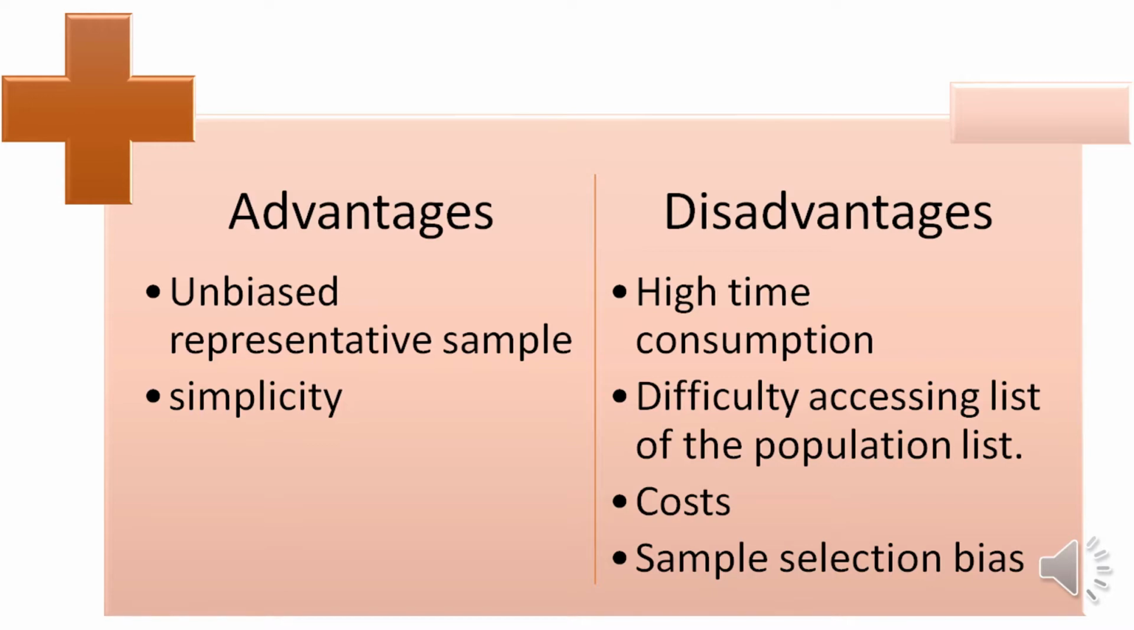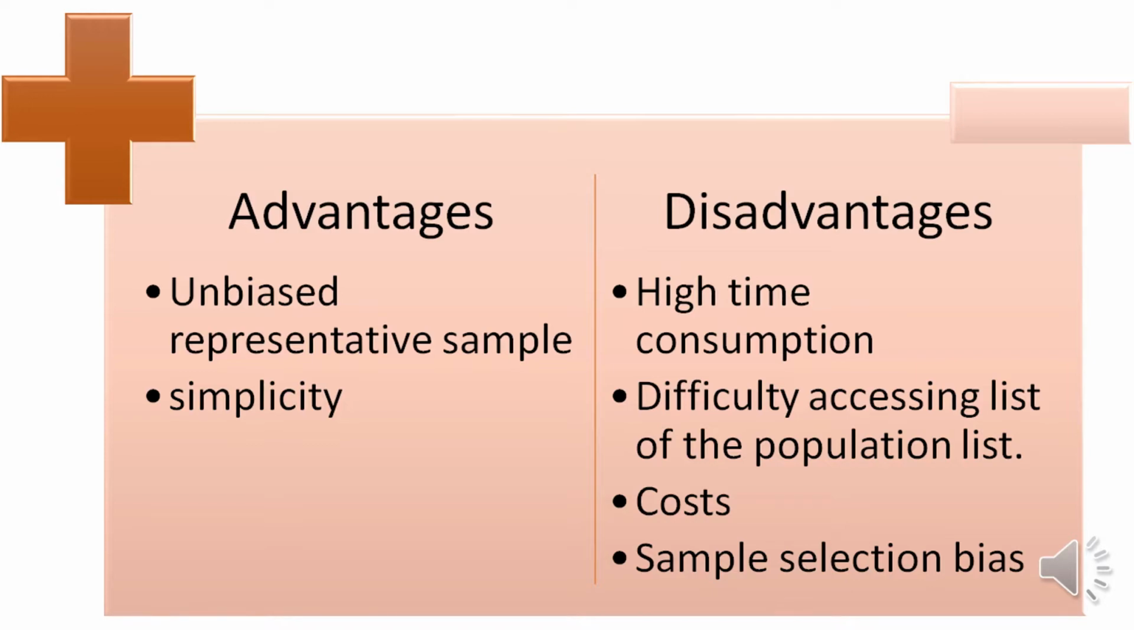So each of the individuals in the population has an equal opportunity to be chosen as a sample. The second one is simplicity. So SRS is much less complicated than the other sampling methods such as stratified sampling.